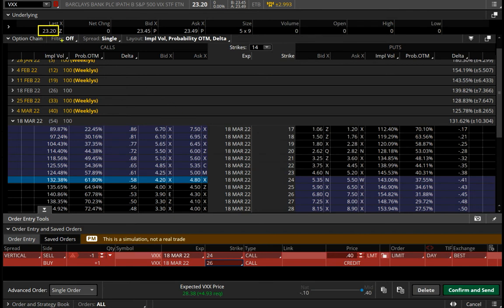But whatever happens tomorrow, we're going to look to sell the call directly above where the stock price is for VXX, and then go $2 away and create a $2 wide vertical. And if we don't collect at least 50 cents on this trade, we're not going to make it. So it's a fairly simple formula. 50 cents or more, $2 wide. If it doesn't happen, it doesn't happen.